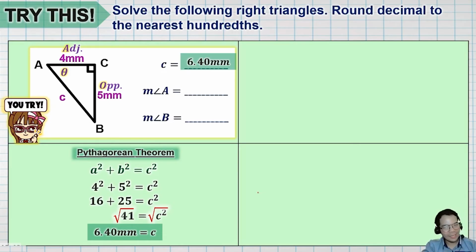And how about the measurement of angle A? Sige, you can type your answers. Measurement of angle A is 51.34 degrees. Tignan natin kung pares tayo, Lorraine. So for this one, you will be using TOA.